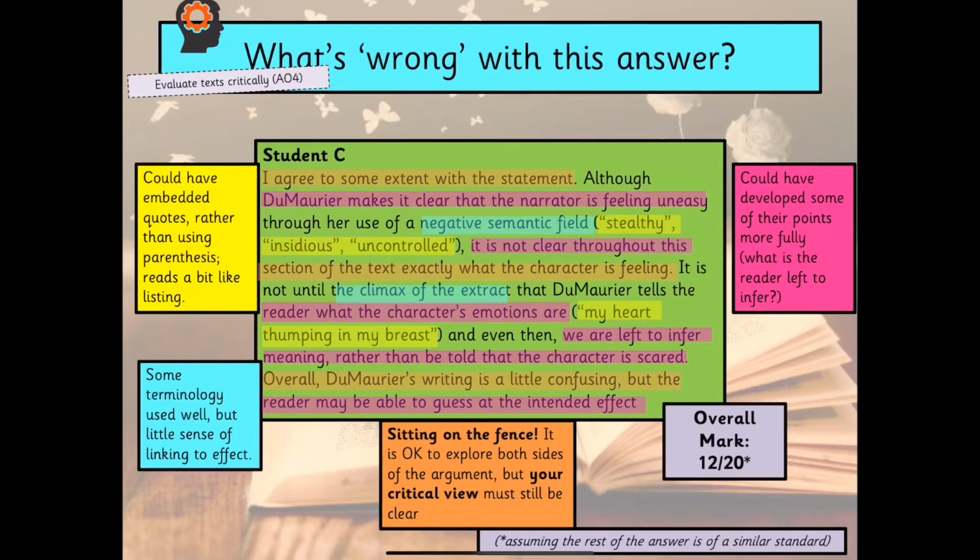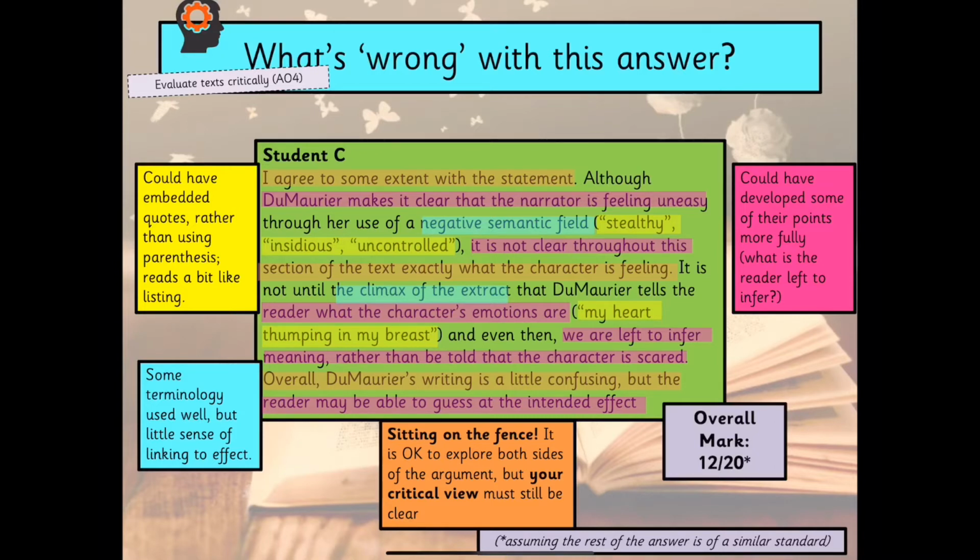They are doing what I think of as sort of table tennis with their argument. They're thinking point to agree, point to disagree, point to agree, point to disagree. And they're just batting it backwards and forwards without actually coming to a conclusion themselves. And that indecisiveness doesn't demonstrate what AO4 is looking for, because remember, AO4 is asking you to evaluate texts critically. So this student has started to evaluate, but they haven't been critical. They haven't actually decided what it is they think about the text.